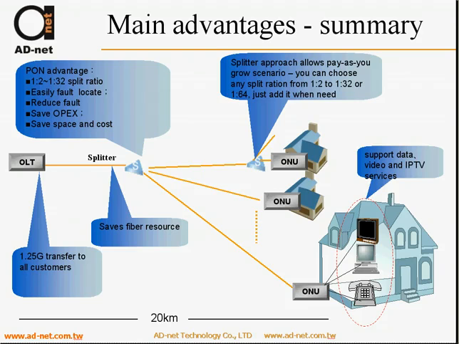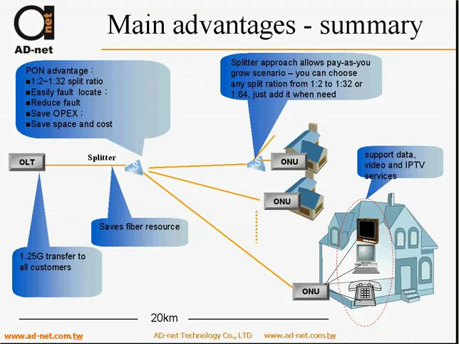The main advantage, again, if we look at this picture, is that at the OLT side you just need one device and it transmits up to 1 gigabit to every customer. First of all, that saves fiber resources. And the PON advantage is split ratios up to 64, easy fault location, reduced fault location times, saved OPEX, and actually the CAPEX is less as well if you make careful planning of the network, saving space and cost. And the splitter approach allows a pay-as-you-grow scenario.